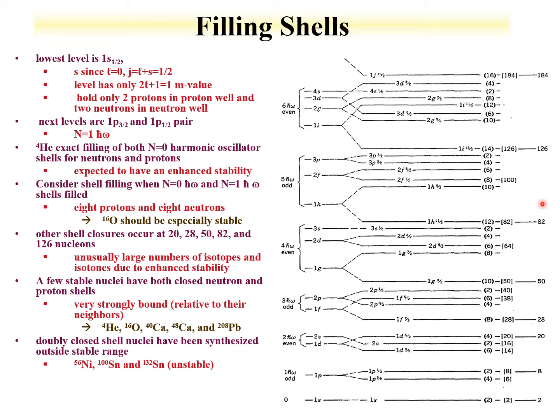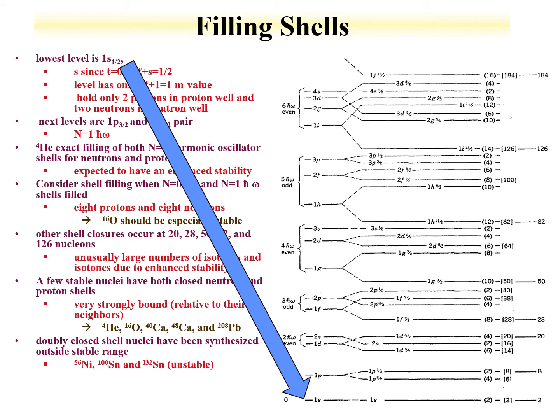Here's our shell model, and here's some of the properties that come out from the shell model. The lowest level is obviously this 1s. It's an s1/2. Since L is 0, J is only equal to L plus S, so 0 plus 1/2. It only has the one value. It's shown here.